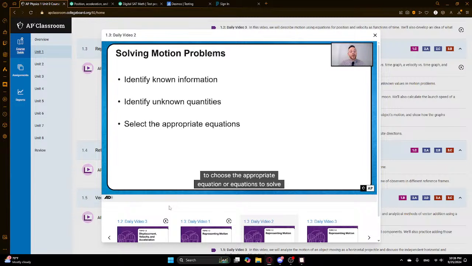Identify known information. Identify unknown quantities. Select the appropriate equations.